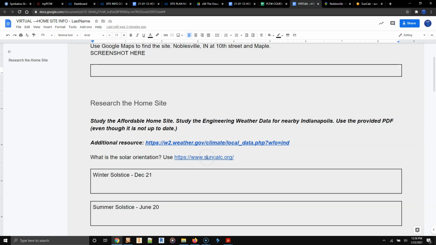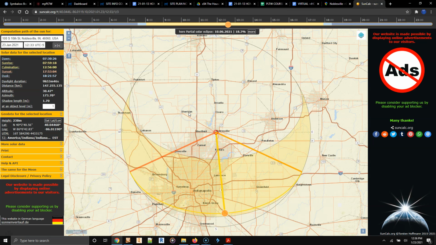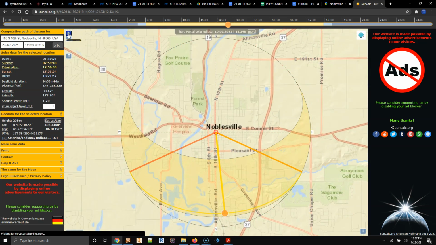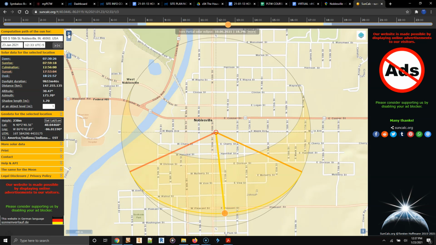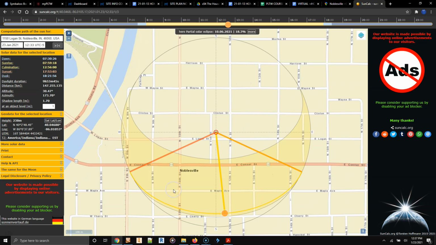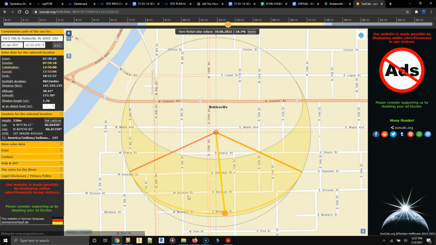If you go to this website, suncalc.org, it will take you to this web page, and you're going to put Noblesville, Indiana right here. You could put 100 South 10th Street, Noblesville, Indiana, and you can zoom in on this. Where's my zoom button? It's up here in the corner. So we can see that this is indeed the site we're going to be. If you want to move it around, you can just click on different places and it will move the solar orientation there. But really we are most interested right here where we're going to be building this house.